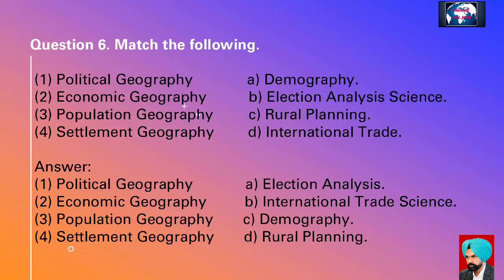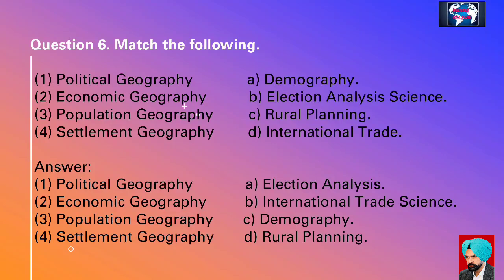Question 6. Match the following. 1. Political geography. A. Demography. 2. Economic geography. B. Election analysis science. 3. Population geography. C. Rural planning. 4. Settlement geography. D. International trade.